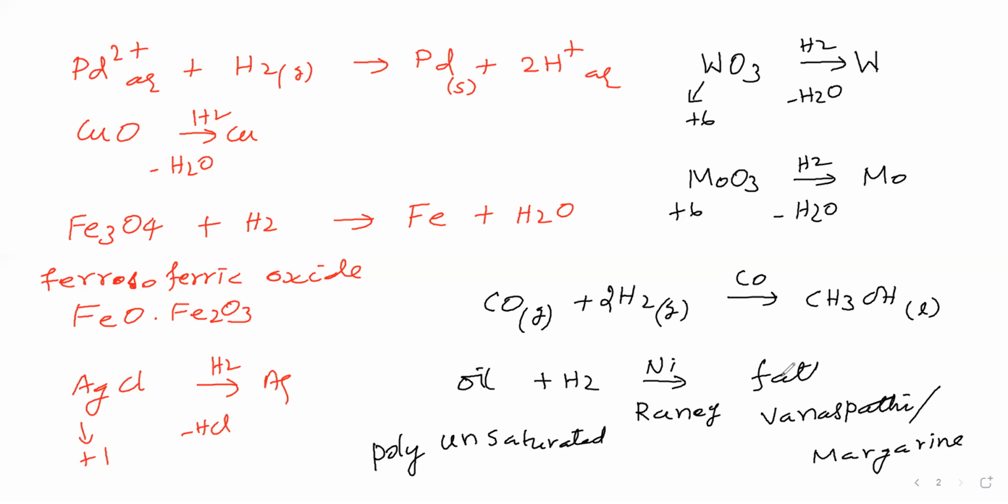Liquid hydrogen is used as a rocket fuel. Then hydrogen is used in welding. For welding, hydrogen gas is used. While hydrogen gas is burning with oxygen, what temperature is it providing? 2800 degrees Celsius.